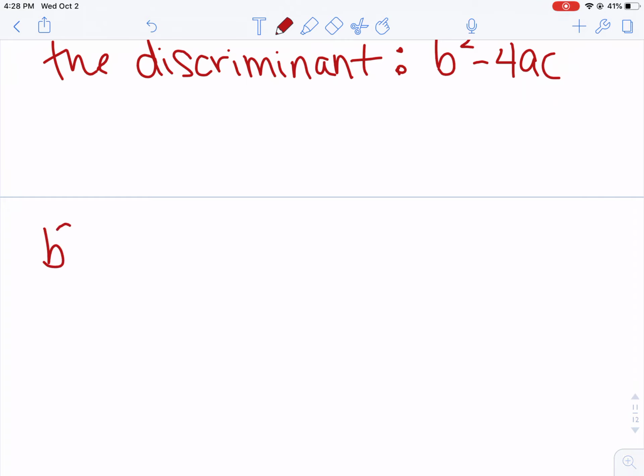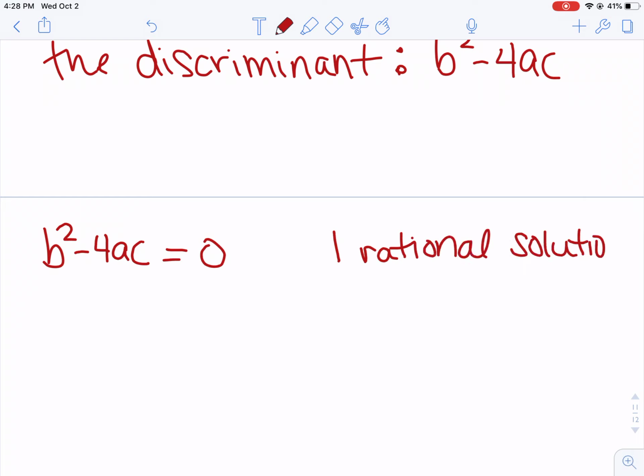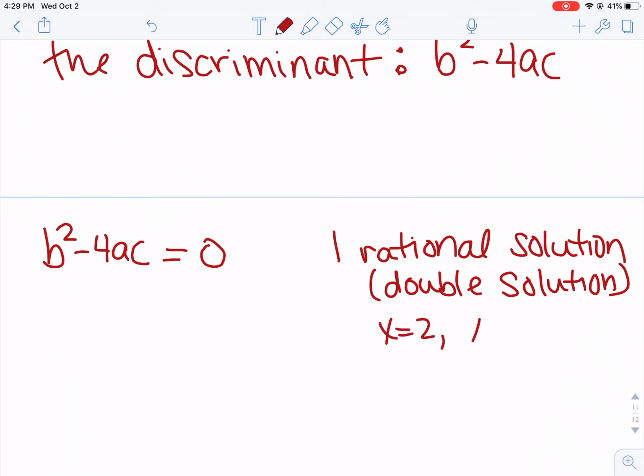So it says if b squared minus 4ac, so if the discriminant is equal to 0, then we have one rational solution. Remember, rational can be written as a fraction, like 2 over 3. So that's something that's going to have a double solution. Like if we got x equals 2 and x equals 2, that's a double solution, okay?